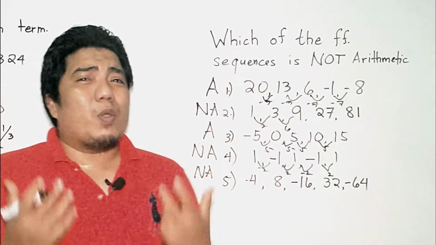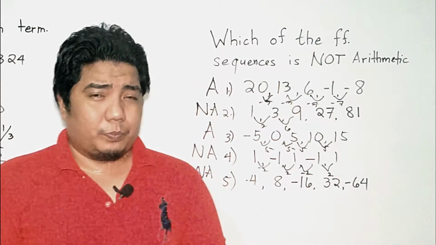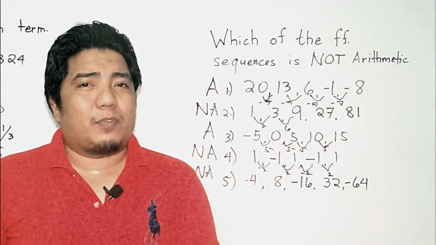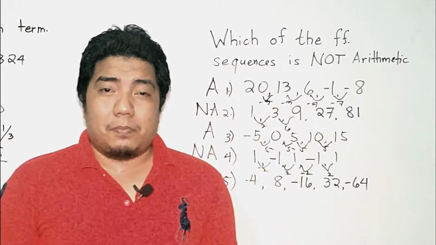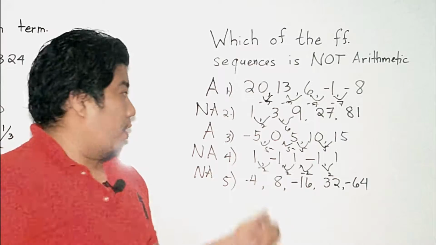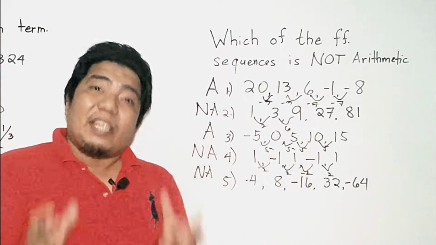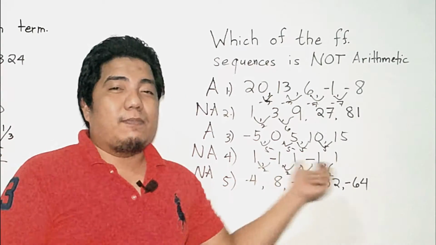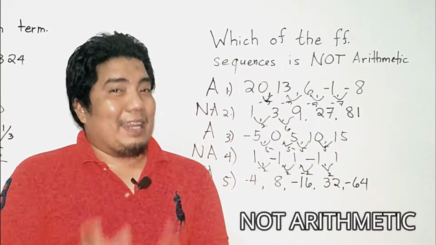Therefore, even though you have the same value, which is 2, positive 2 and negative 2 are two different numbers, right? Because one is positive, the other one is negative. Therefore, we don't have a common difference. We can say that this fourth sequence is not arithmetic.